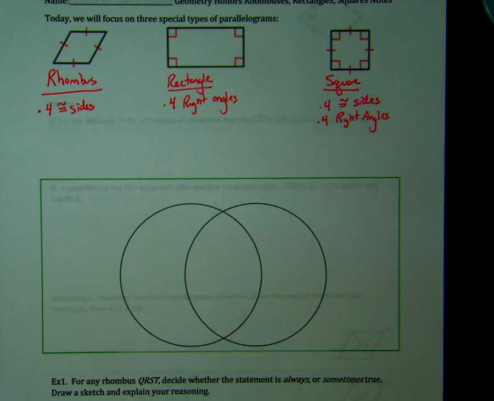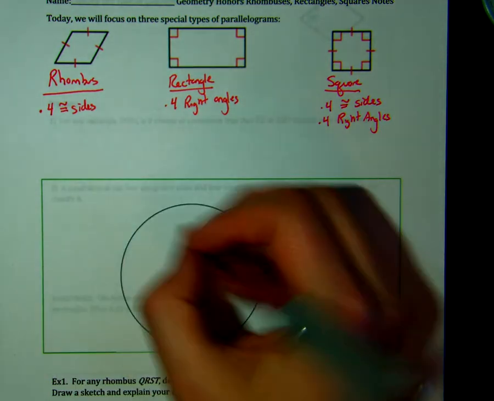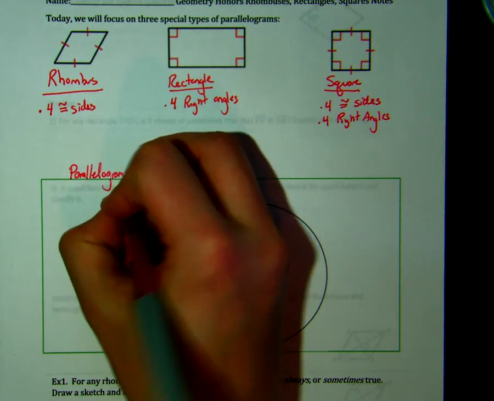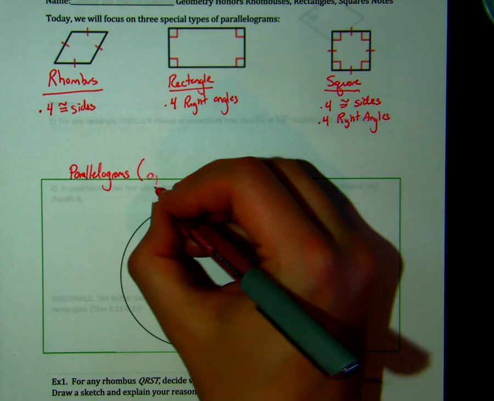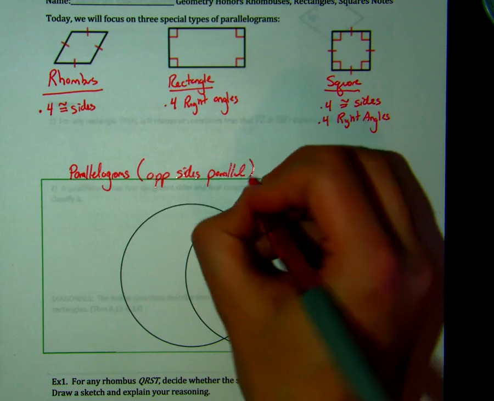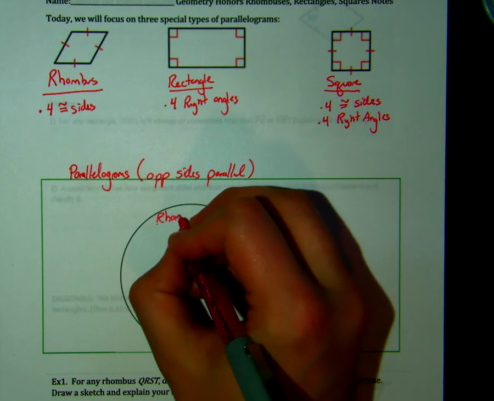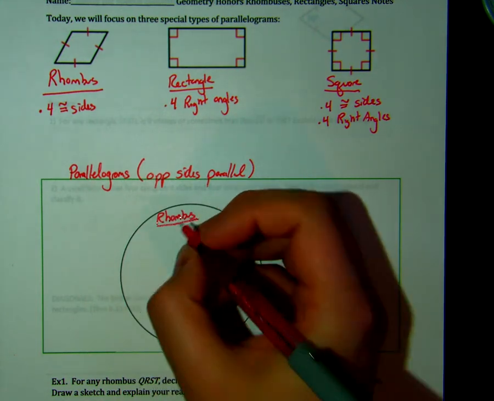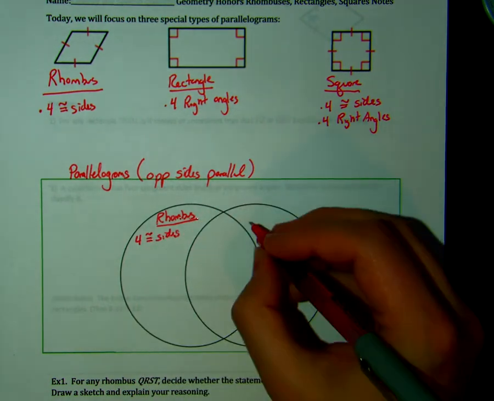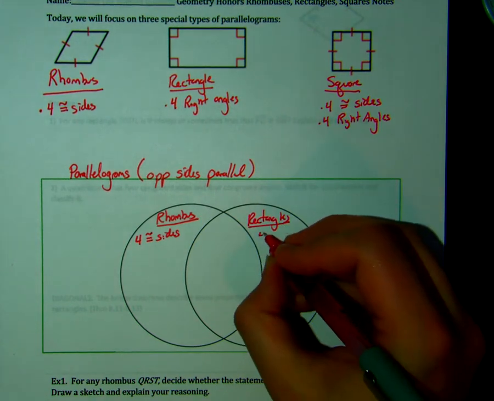And so this little Venn diagram might be able to help us real quick. We'll take the larger universe here and call this parallelograms in general. Parallelograms just have opposite sides parallel. Our couple different special parallelograms here, we have rhombus. Rhombus has four congruent sides. And we have rectangles, which have four right angles.